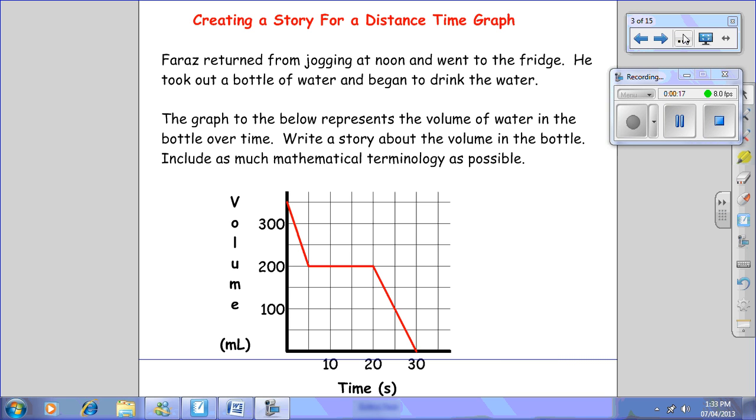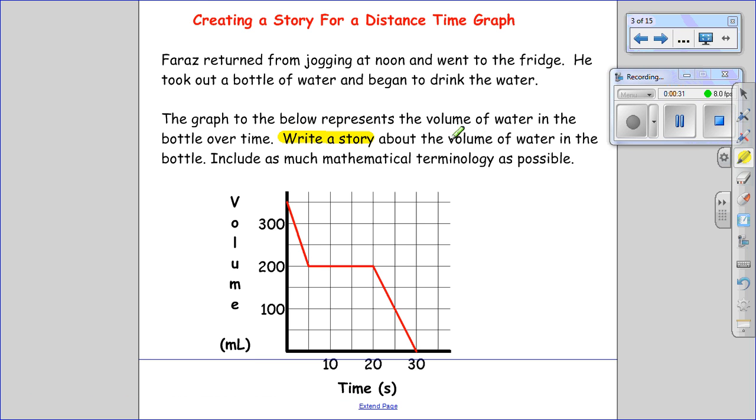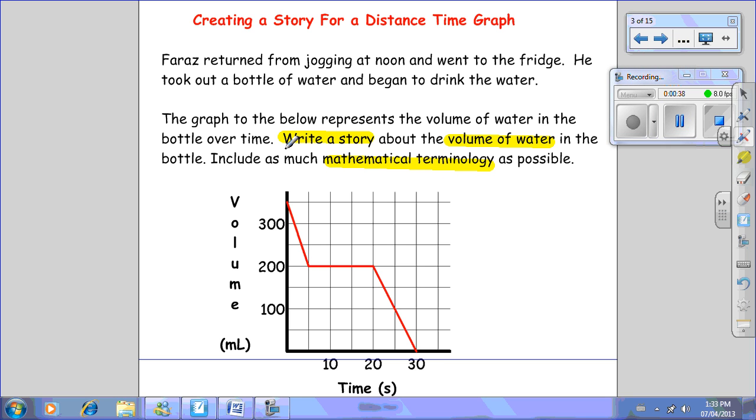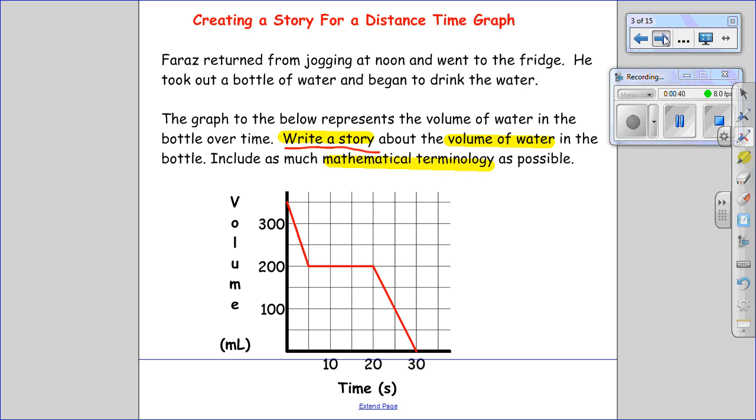The graph represents the volume of water in the bottle over time, and it wants us to write a story about the volume of water in the bottle, with as much detail as possible. So we can get our highlighter out and highlight the important information. So we're writing a story about the volume of water in the bottle. We want to include math terminology. But the key is we're writing a story.